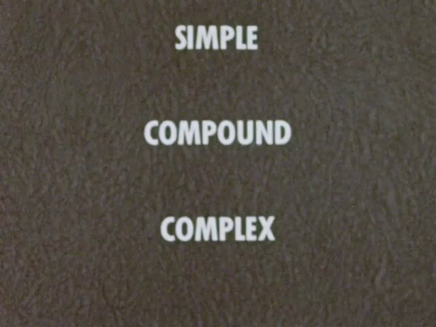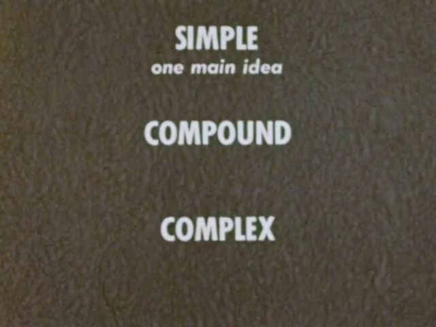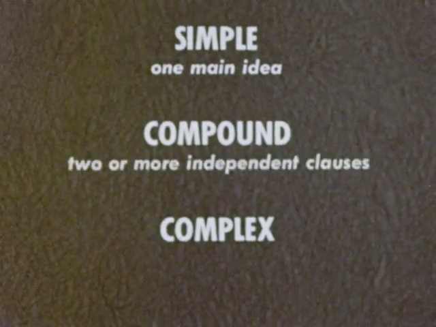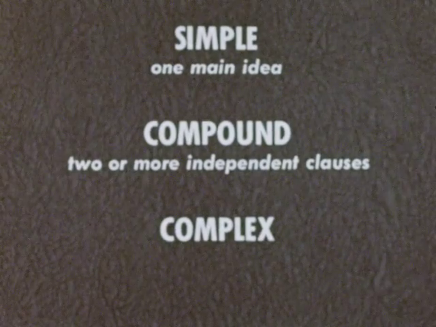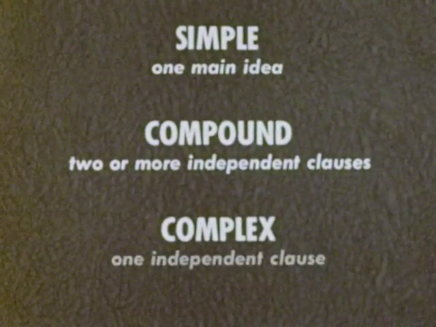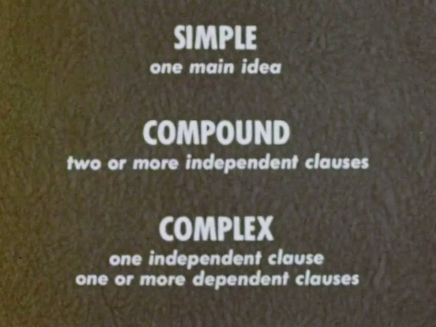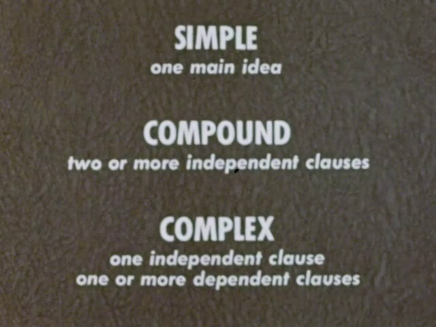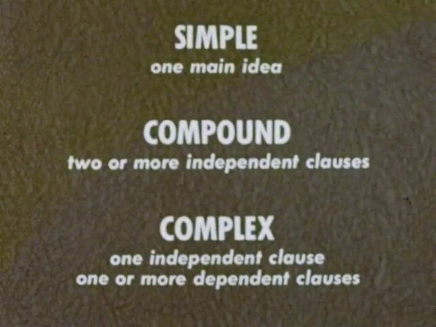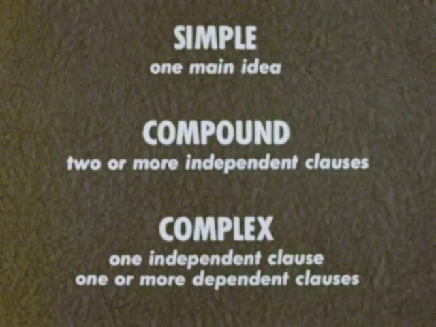We've seen that we can express ourselves in simple sentences which contain one main idea, in compound sentences which contain two or more independent clauses, and in complex sentences which contain one independent clause and one or more dependent clauses. We use a variety of simple, compound, and complex sentences to make what we say and write both clearer and more interesting.